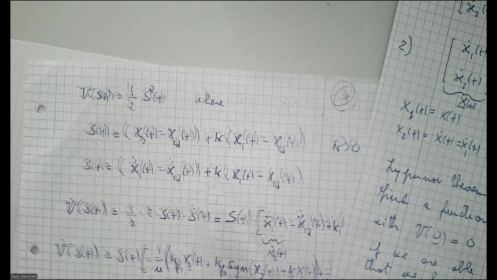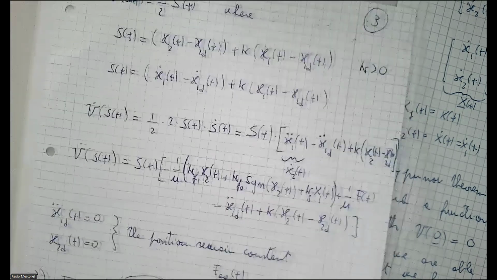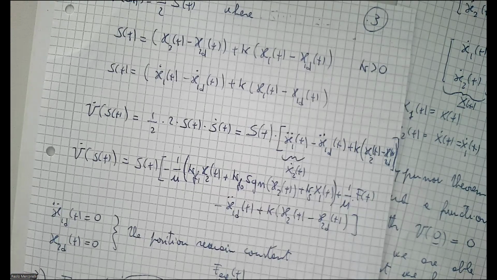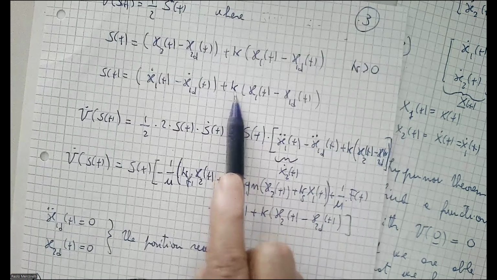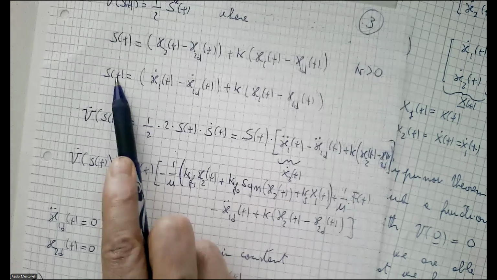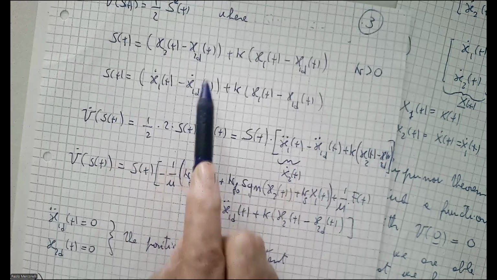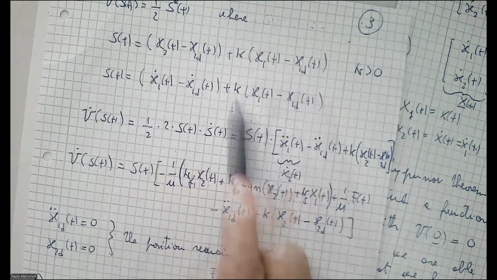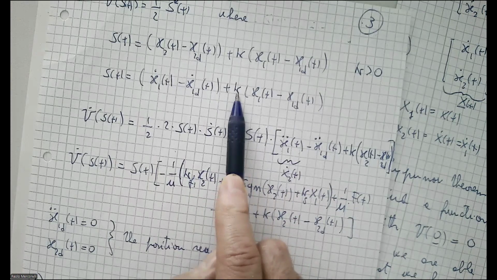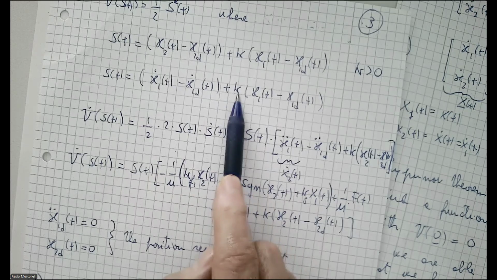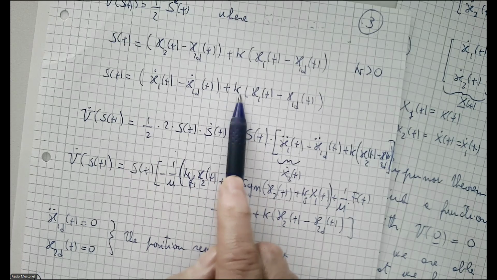Yeah, k, as I told you, must be positive. The reason is, we can see from here, because if it's negative, this differential equation, when S is equal 0, is not stable. The dynamics of the error, this is the error derivative plus k multiplied by the error. If k is not positive, we don't have the convergence. You can test it at home, as it is easy to see.